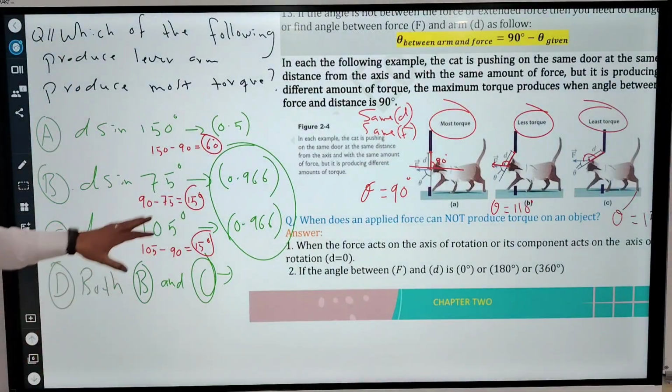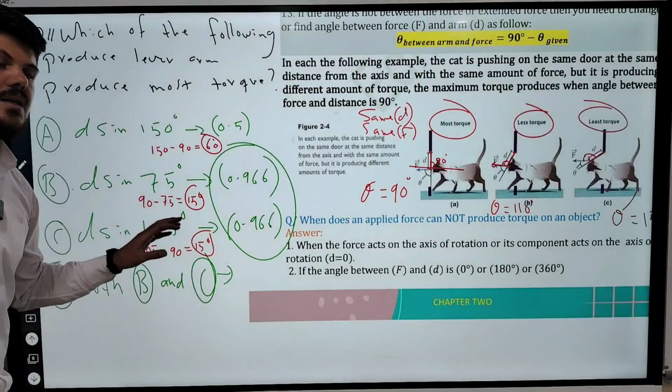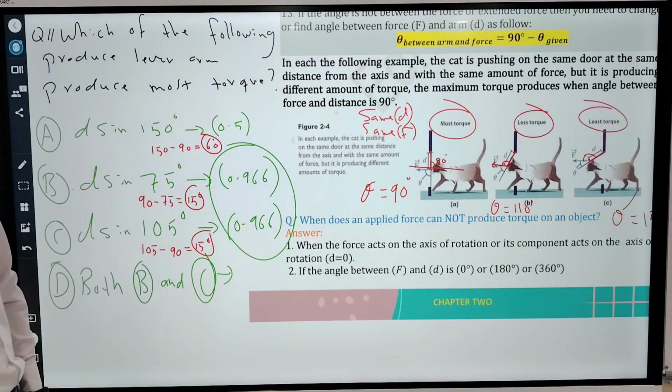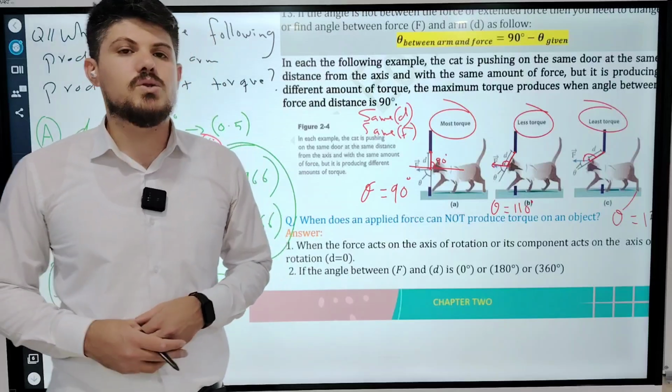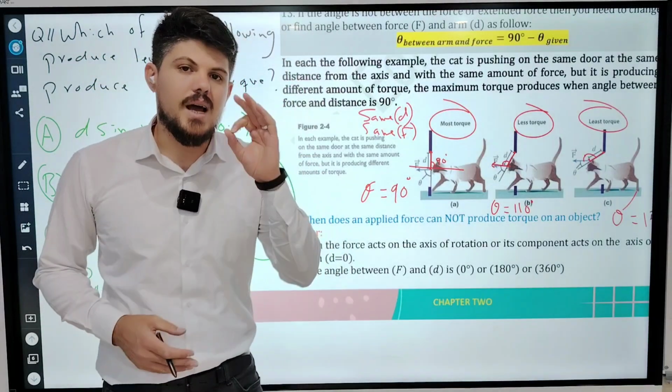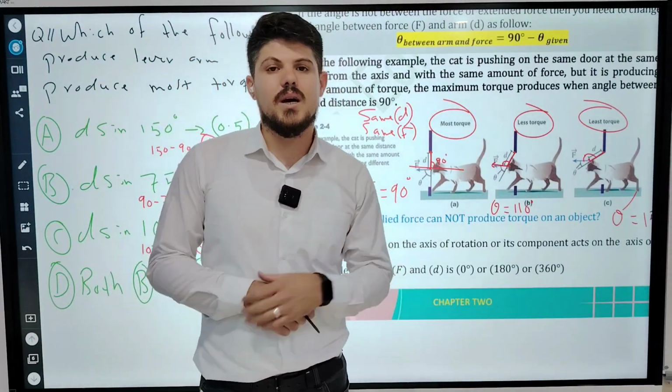So that is why, which one is close to 90 degrees? The 15 degrees. So you have to say, which of the following produces the most torque? Which of the following angles? The angle that's close to the 90 degrees.